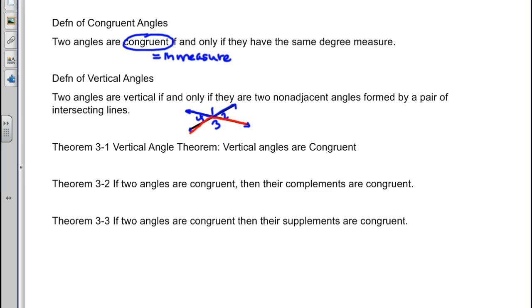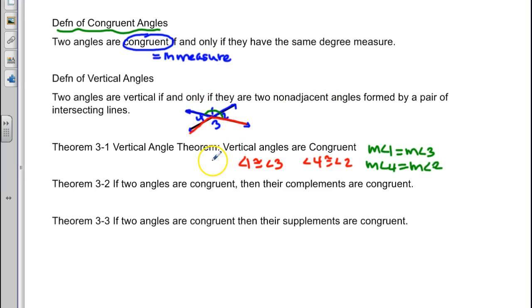Now, the next theorem deals with this picture. Vertical angles are congruent, which means angle 1 would be congruent to angle 3, and angle 4 would be congruent to angle 2. That also tells you that the measure of angle 1 equals the measure of angle 3 from our definition of congruent angles, and the measure of angle 4 is equal to the measure of angle 2. So if I know the measure of one angle, I could actually find the measure of all of them, because we also are dealing with linear pairs here.